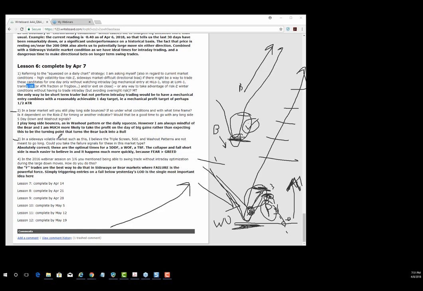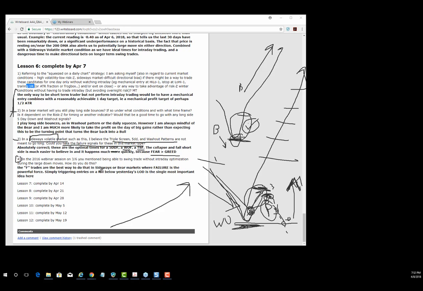Okay, number 3. In a sideways volatile market such as this, I believe triple screen, 5DD, and washouts are not meant to go long. That's correct. You actually can, but all of the previous discussions still apply, that you don't believe in it, you cash them when you get them, you don't stick around. Could you take the failure signals for these in this market type? Absolutely yes. Sideways volatile is 0.5% away from a bearish market. And because fear is greater than greed, in sideways volatile, I love the 5DDF, the washout failure, and the triple screen failure.